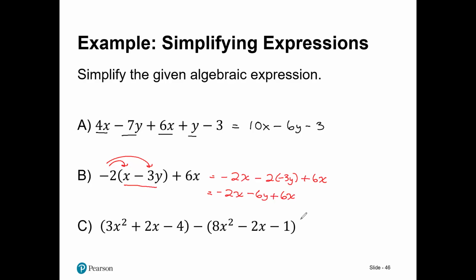Now we got rid of parentheses. Now we just combine like terms. And the only ones we have is a negative 2x and a plus 6x. So that's going to be 4x minus y. Oh, sorry, plus 6y. Negative times a negative.